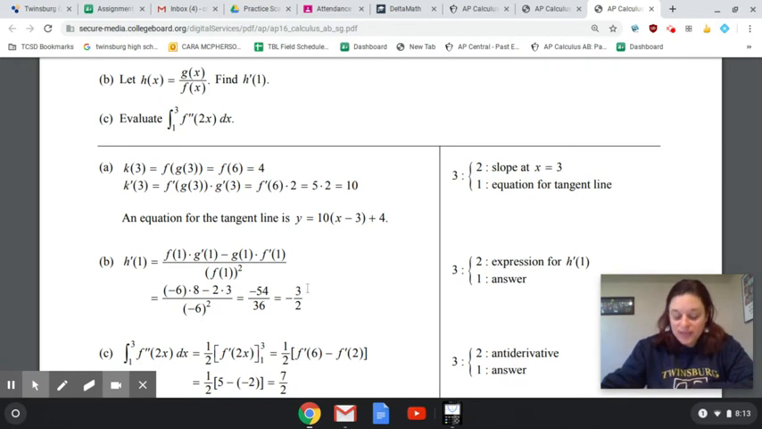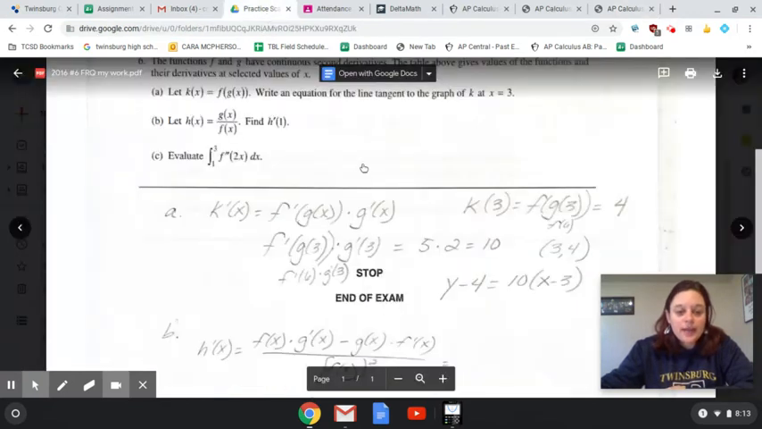I also reduced it to negative 6 fourths. I wrote it as negative 3 halves, or you could even write it as negative 1.5, anything that's equivalent. They gave 2 points for showing that you knew how to do the quotient rule generically, and then 1 point for the answer. My work, again, very similar.